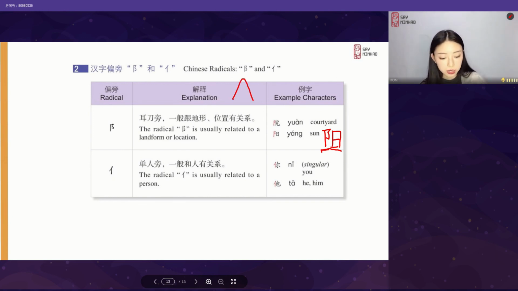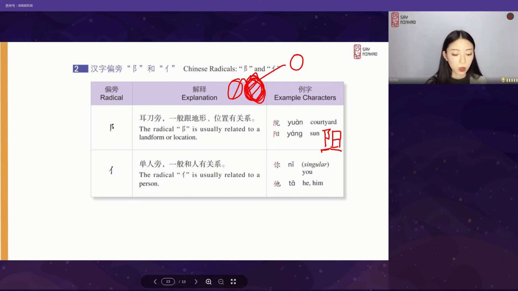On a mountain, when the sun is rising, this part is yang, which can get the sunlight. But this part, we cannot see any sun, which is not yang. This is the yang part. So that's why 阳 uses the radical 耳刀.